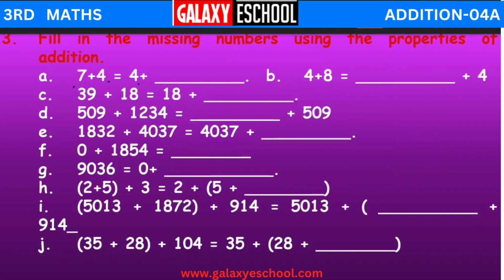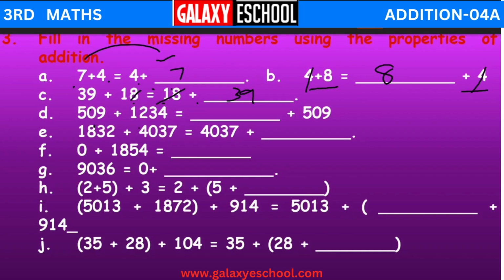7 plus 4 is equal to 4 plus 7. How do we know this? Because of the commutative property. Again, 4 plus 8 is equal to dash plus 4. We are already having 4 here. 8 is missing. So add 8. 39 plus 18 is equal to 18 plus dash. 18 is already here. 39 is missing. So we'll write 39.